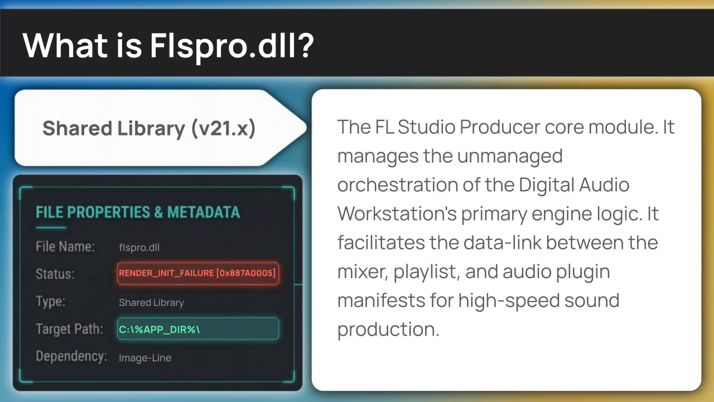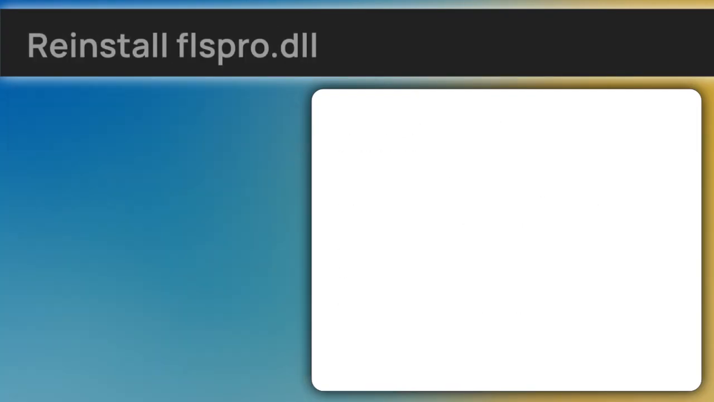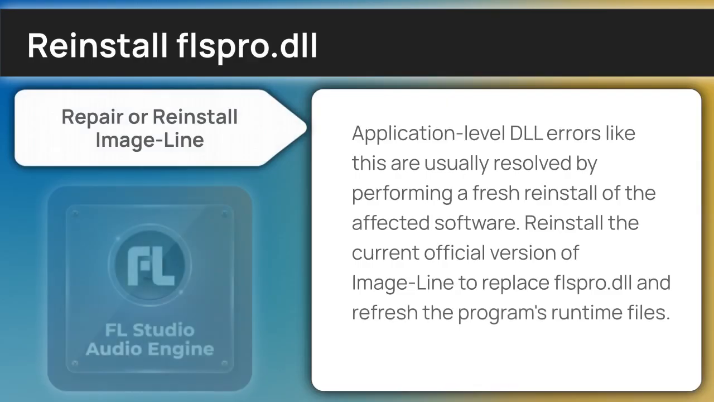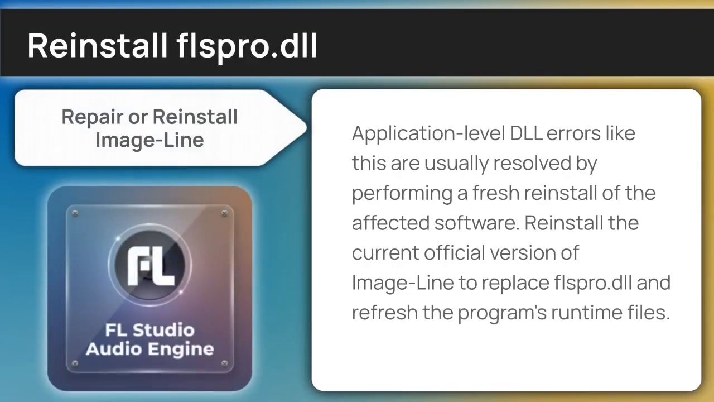Now that you have the context, let's move into the repair process with a fresh installation. Application-level DLL errors like this are usually resolved by performing a fresh reinstall of the affected software. Reinstall the current official version of Image-Line to replace Flspro Library, and refresh the program's runtime files.